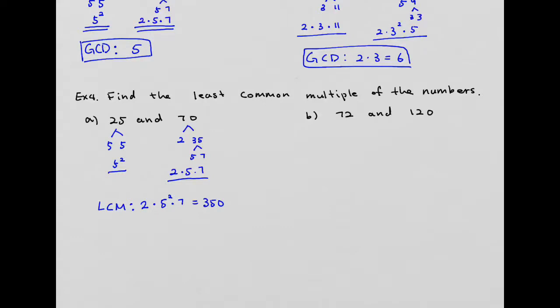Let's try one more time. So we find the prime factors. 72 is 2 times 36, that's 6 times 6. I'm trying to show you that no matter what multiplication of numbers you get, if you factor all the way to prime numbers, you're going to end up with the same prime factors. So that's 2 times 3, this is 2 times 3. So 72 is 2 cubed times 3 squared.